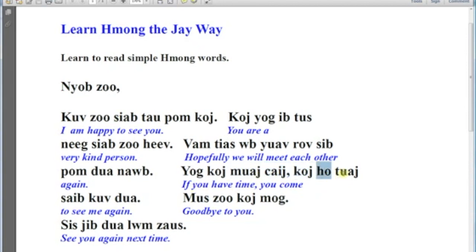Go ho duo shai gu duo. You come to see me again. Mu zhong go mo. Goodbye to you. Shi ji duo. See you again. Lu zhao. Next time.